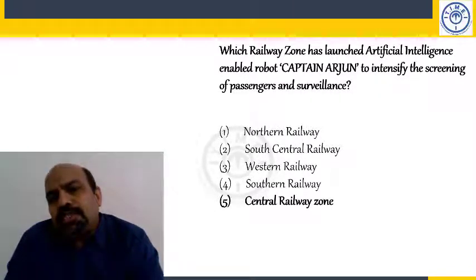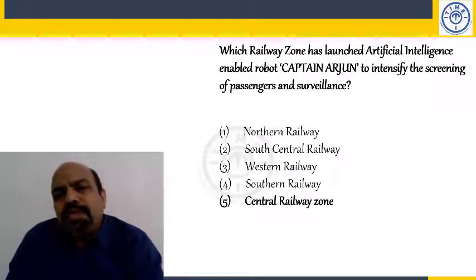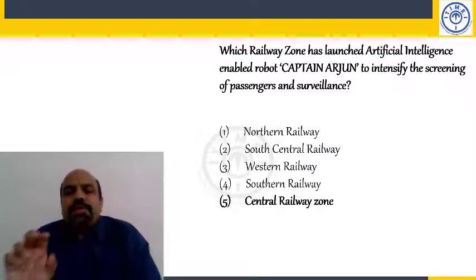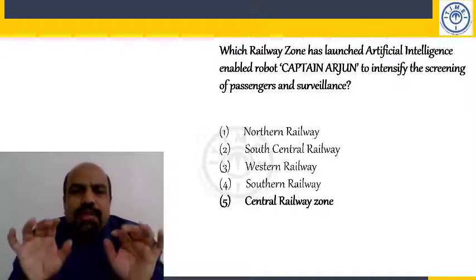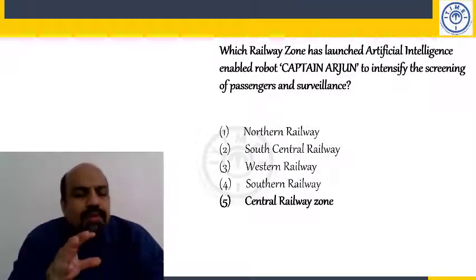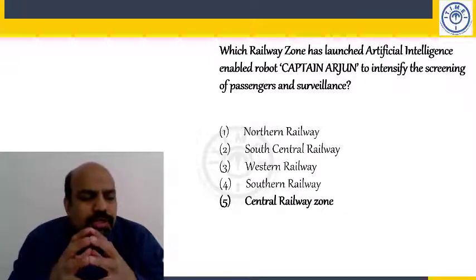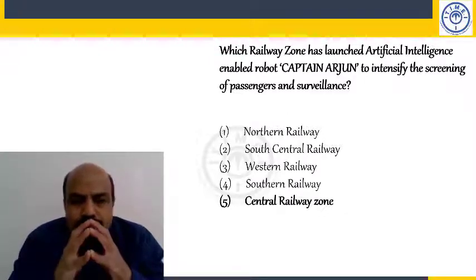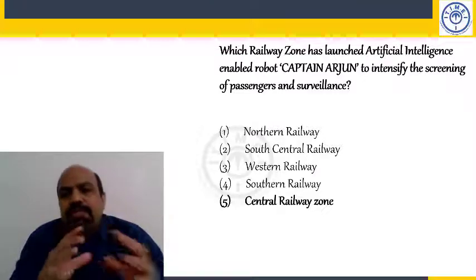Which railway zone has launched the artificial intelligence enabled robot Captain Arjun to intensify the screening of passengers and surveillance? Central Railway Zone, which is headquartered in Bombay, Dadar. Write this: 18 railway zones in India.